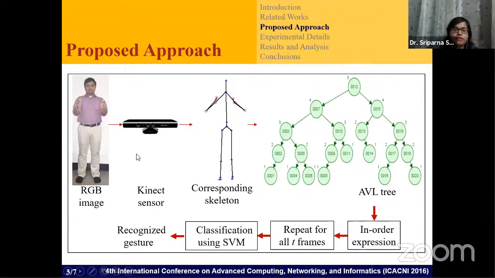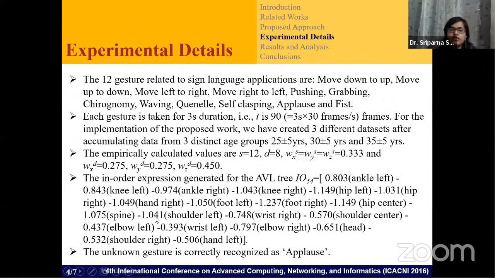So this is one particular RGB image of the subject. This is the Kinect sensor, and by the Kinect sensor, this corresponding skeleton is obtained. After that, this is the AVL tree that has been generated, and for this AVL tree, the in-order expression is calculated, and it is repeated for T number of frames, that is, all the frames. After that, the features are classified using the SVM.